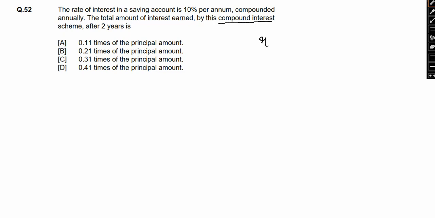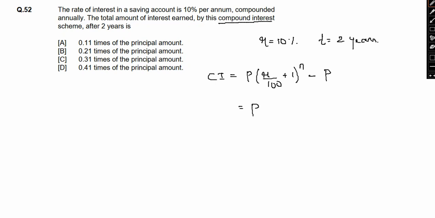So we have R at 10% and we have time as 2 years. Okay, so we know compound interest can be given by P times (R by 100 plus 1) to the power n, where n is years, minus P. Okay, this is what we have. So if I take P common, then what we have here, R is 10%, so we have (10 by 100 plus 1) squared minus 1.